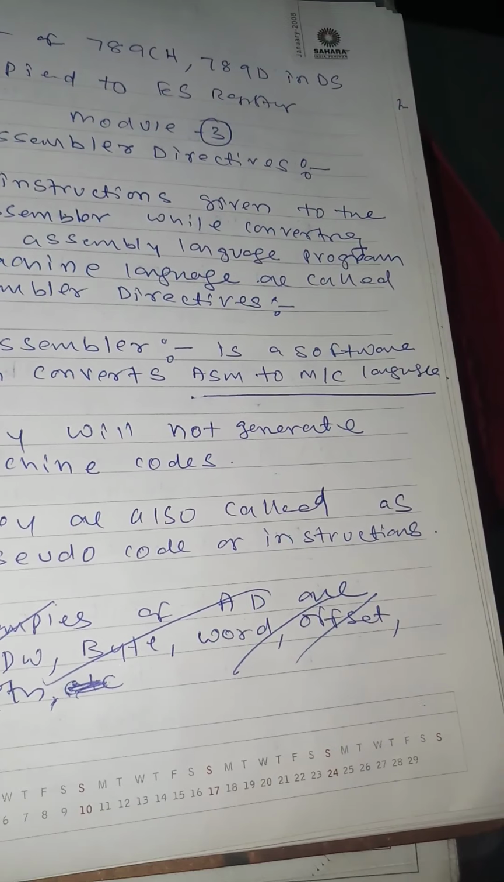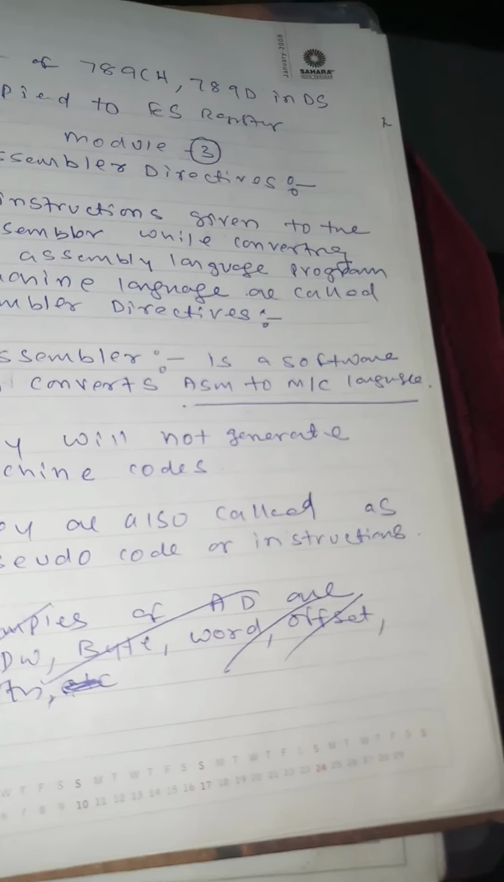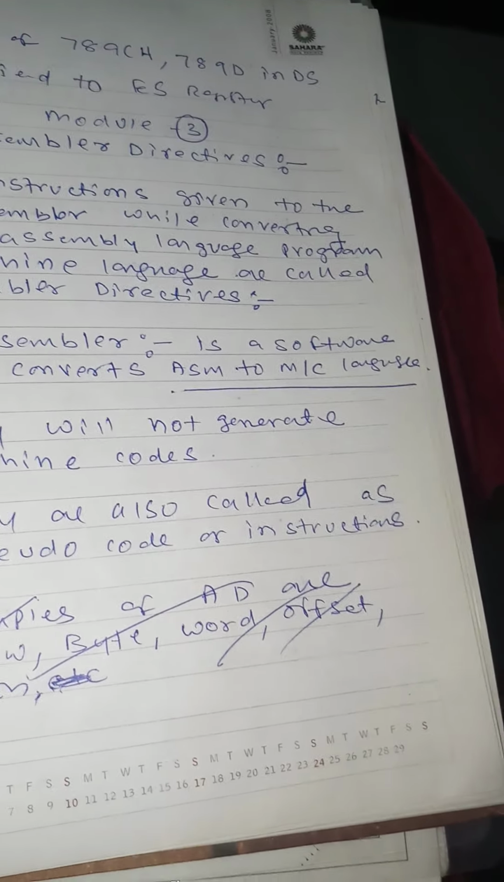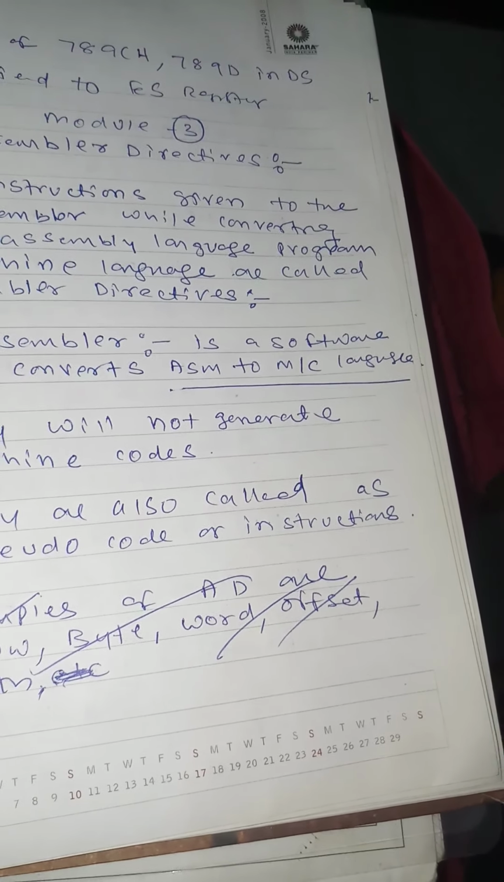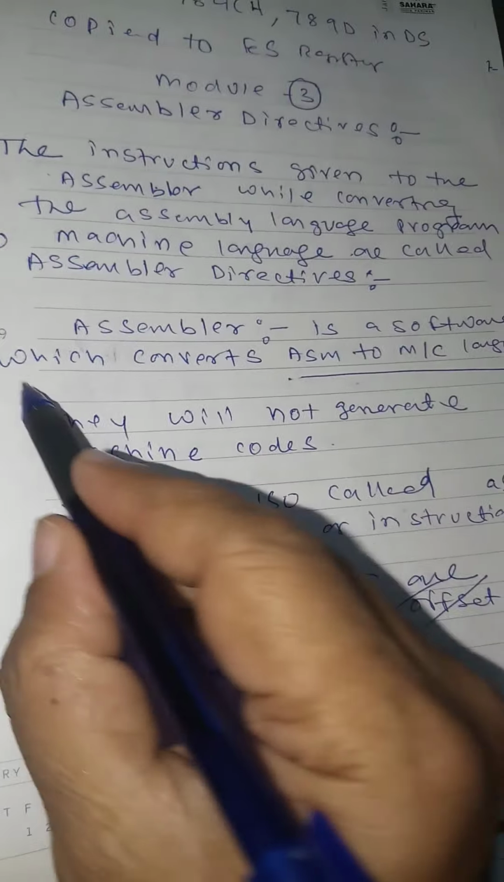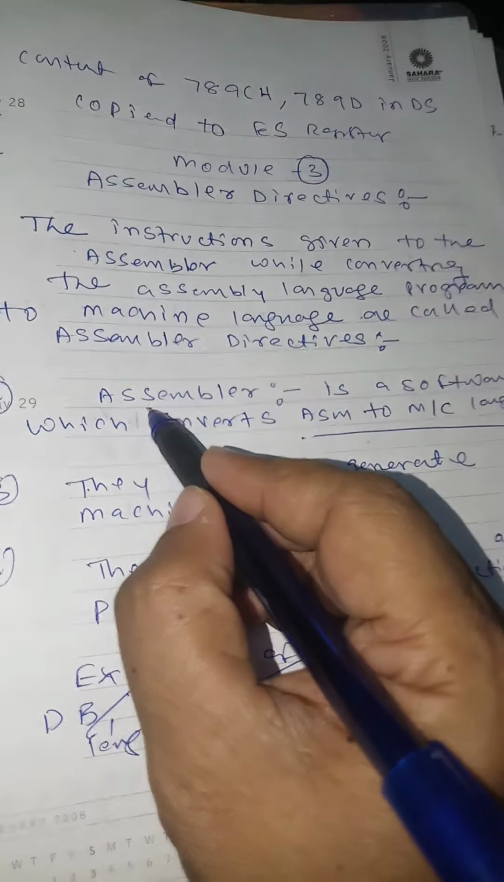You are writing the code in assembly language. No doubt we have to convert it into machine language. For this we require software called MASM. So that is one of the examples we are using in our lab. So that is called an assembler. Okay. So what are the assembler directives?